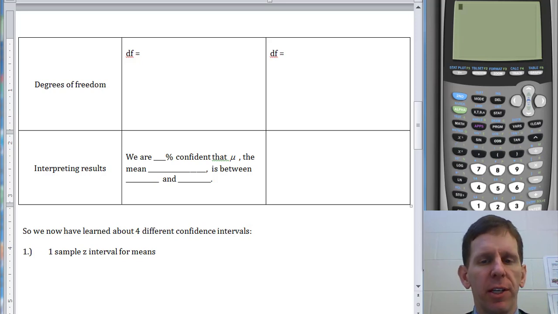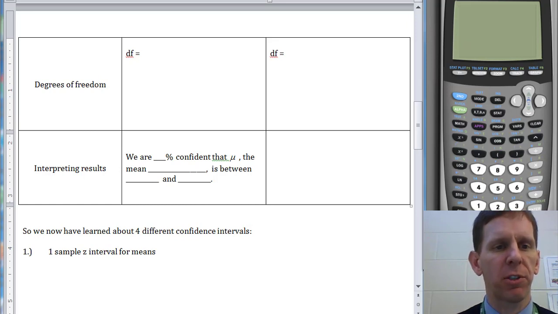This is a continuation of the Day 6 notes on confidence intervals. We've begun to talk about the differences between matched pairs t-intervals and two-sample t-intervals. We're on page 2 of your notes worksheet, and we want to talk about degrees of freedom, first of all, starting with the matched pairs t-interval.